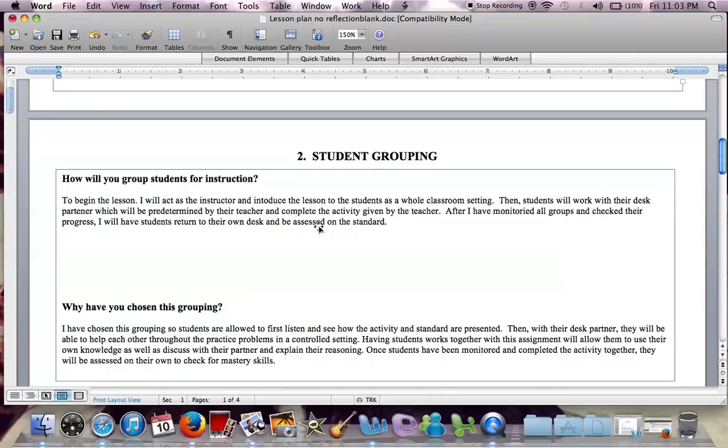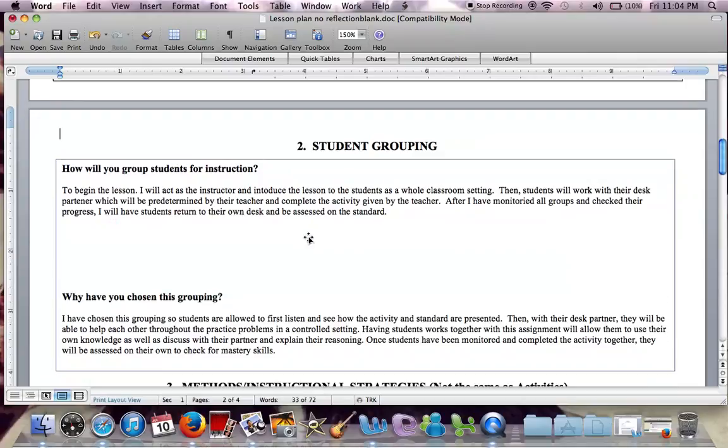Section 2, Student Grouping. How will I group students for instruction? To begin the lesson, I will act as the instructor and introduce the lesson to the students as a whole in the classroom setting. Then the students will work with their desk partners, which will be predetermined by their teacher, and complete the activity given by the teacher. After I have monitored all groups and checked their progress, I will have students return to their own desk and be assessed on the standard.